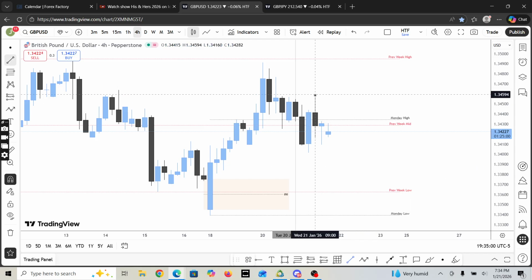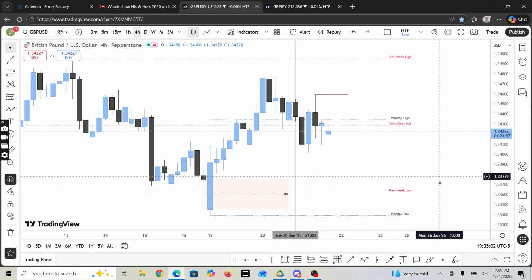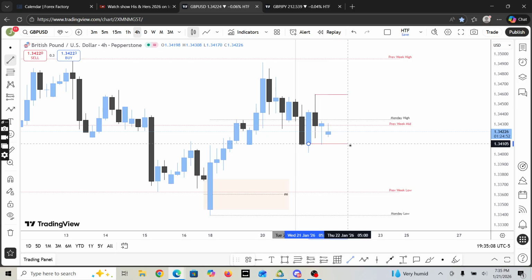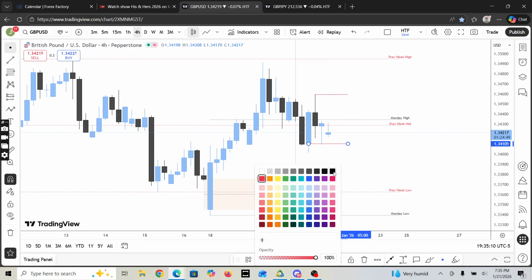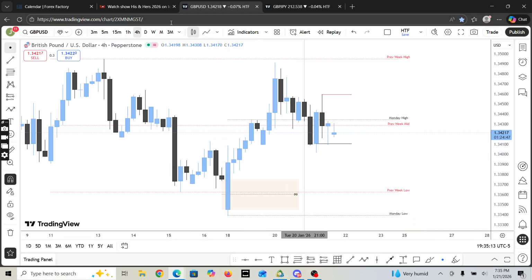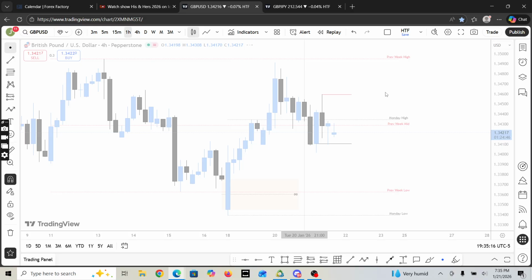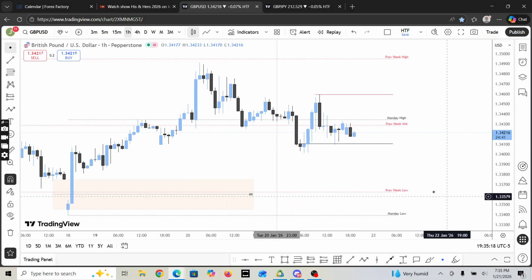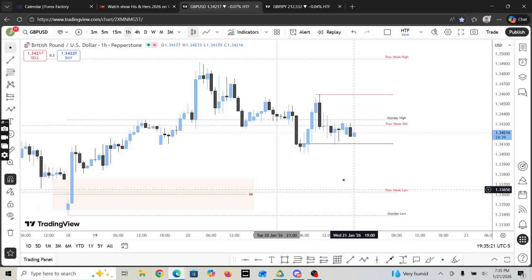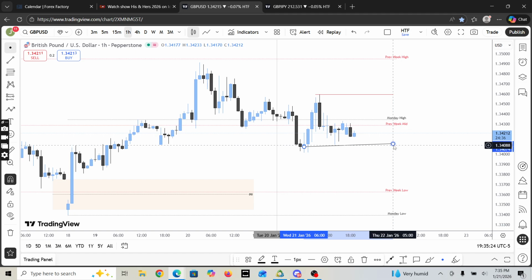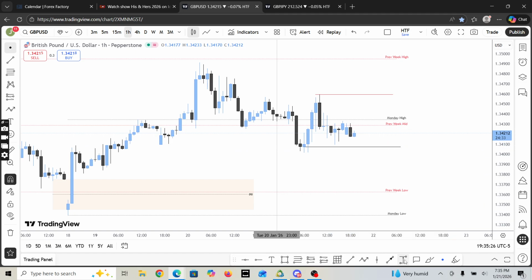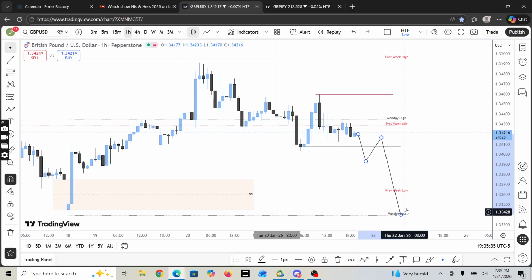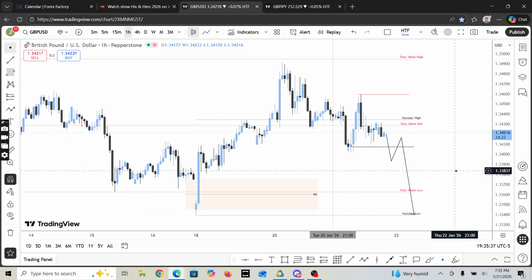I would love to see this high stay, and also price comes to close below this level. That would be so nice. Let's see what we have on the H1. Yeah, exactly. So if price comes all the way to close below this, as we have here, this is what I'll be looking to trade, like that, right?